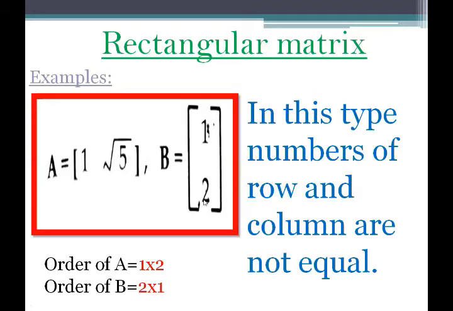And another example, matrix B, 1, 2. Order of B, how many rows here? 1 row, 2 rows. And how many columns here? 1 column. So the order of B is 2 by 1. So these two are the types of rectangular matrix in which row and column are not equal.